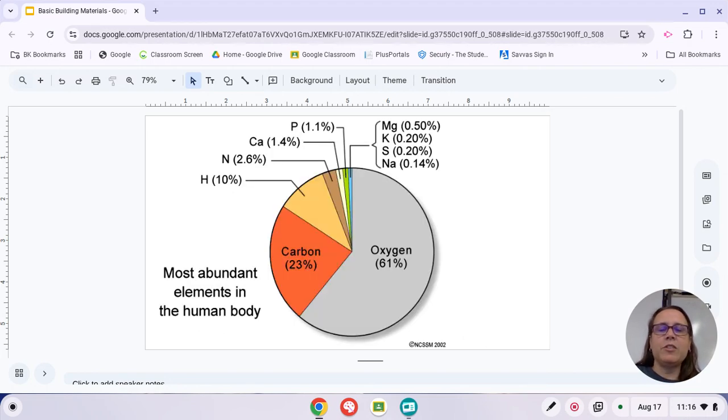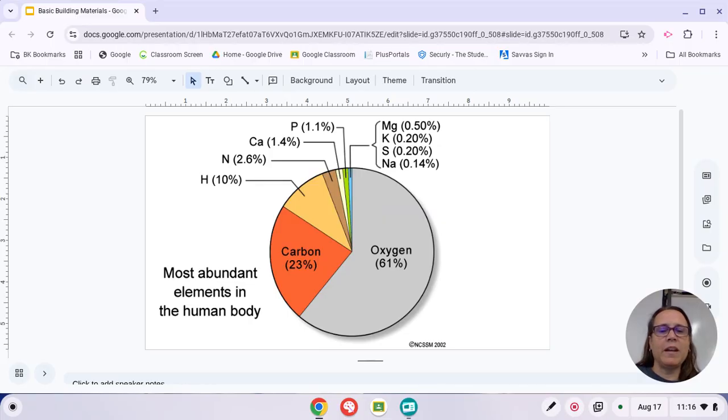We've got a little biology tie-in here. We've got the most abundant elements in the human body. There is more than just what is on this list, but they are in very small amounts. This kind of hits the high points. Our most abundant element, of course, you can see here, is oxygen. Our second most abundant is carbon.